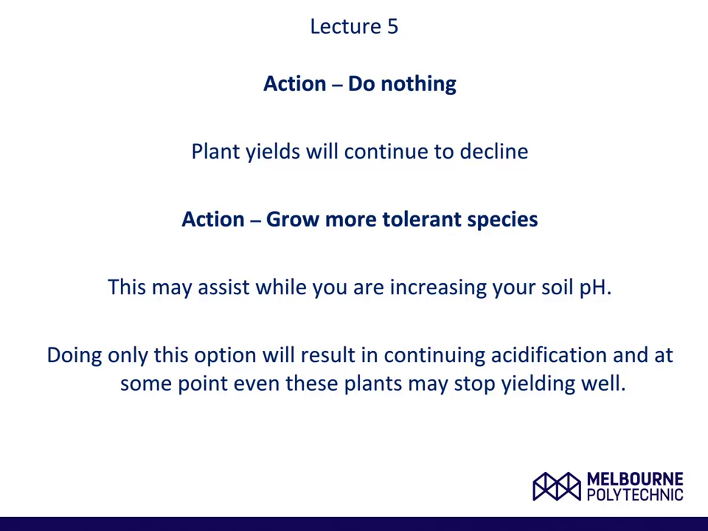Another action that you can consider is to do nothing. This is not advisable, however, because plant yields will continue to decline even if you do not see this initially. Another action that could be considered is to grow more tolerant species. If you do this alone without trying to adjust for the pH, this is probably only a short-term fix, as your soils will become more acidic.